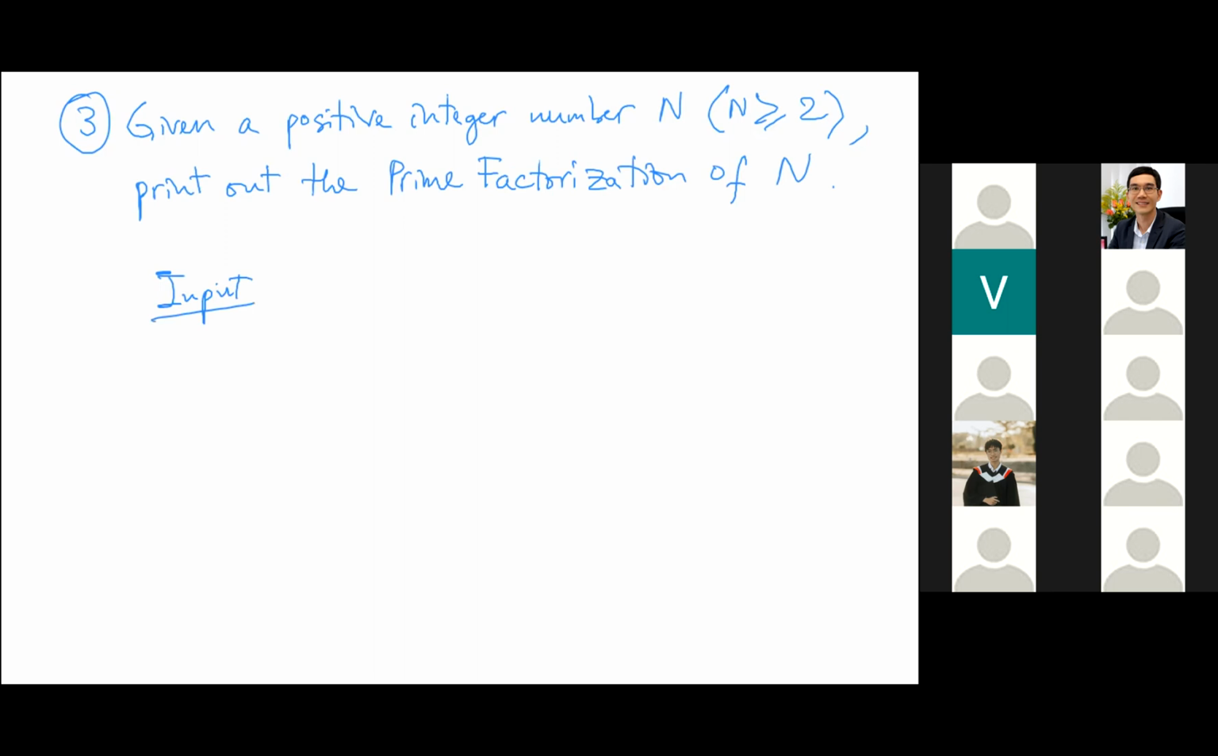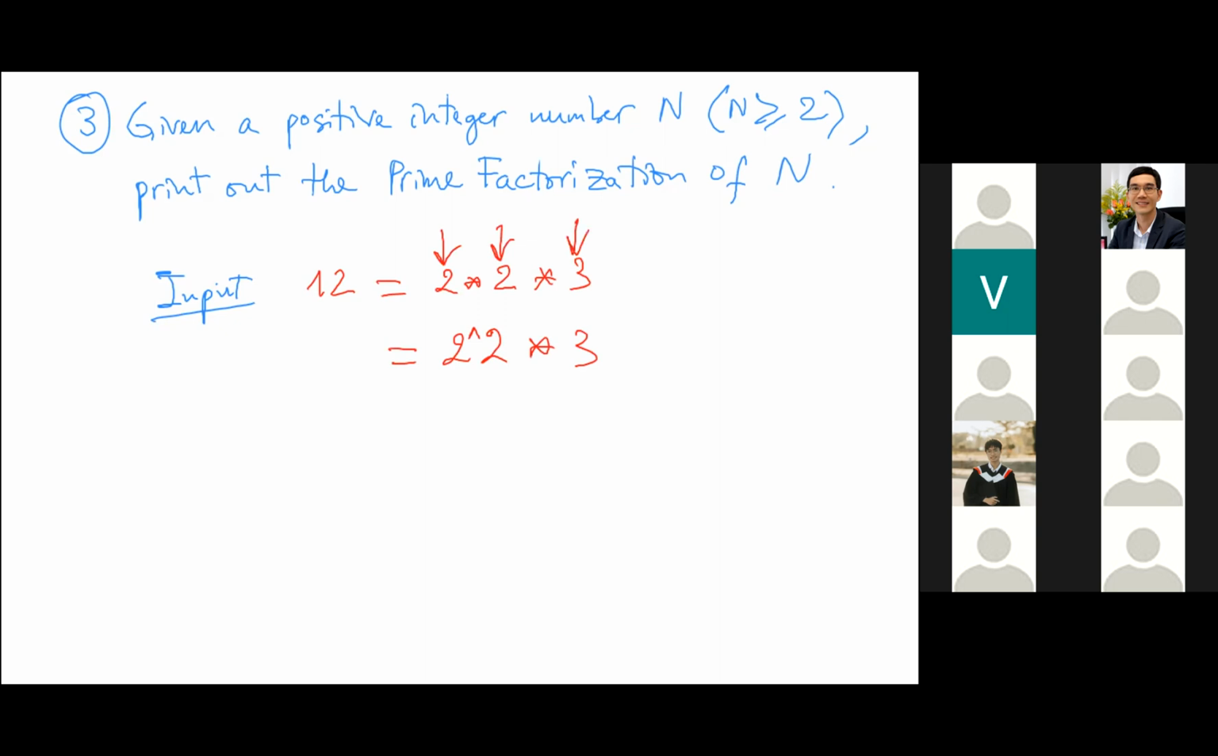For the input, say you input 12. So you convert it into the product of prime factors. It would be like 2 multiplied with 2 multiplied with 3. Or, if you can do it better, 2 power 2 multiplied with 3. So this is called a prime factorization. You factorize into prime numbers.